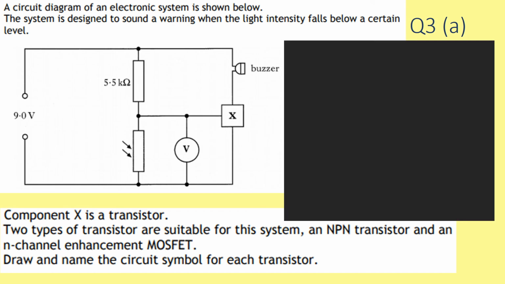Okay, so our NPN transistor, we have a line, 2 diagonal lines coming out, going down, and an arrow. So that's our NPN transistor.